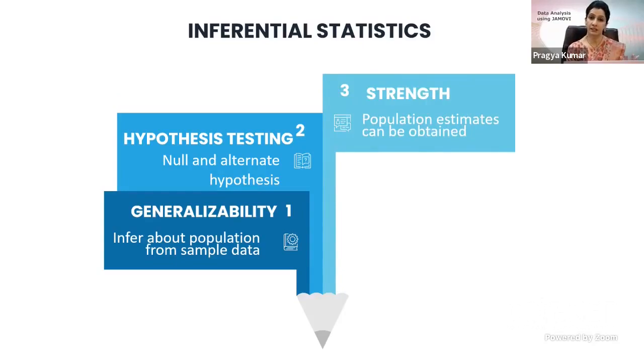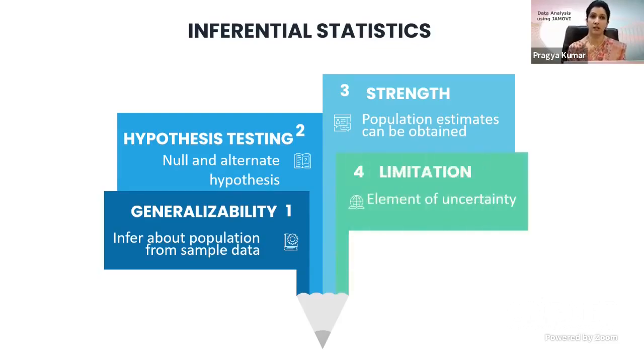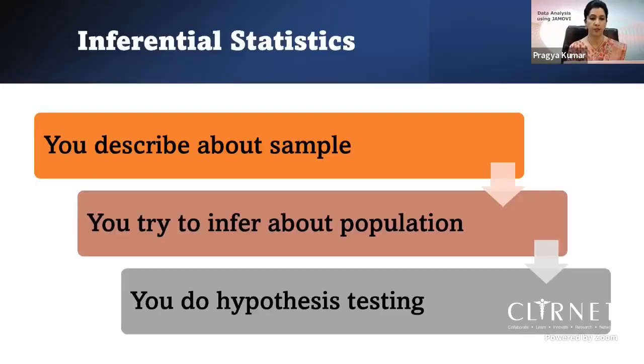So the strength of this type of analysis is that we can estimate the population parameter. But again, there is no uncertainty with the descriptive, but some amount of uncertainty always exists with the inferential statistics. So today's session is wholly about the descriptive, so there won't be any uncertainty. But as we move ahead with the webinar, you will see every time we will do the inferential statistics so that you can infer about the population.